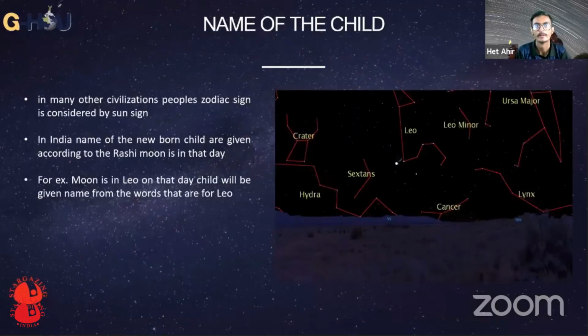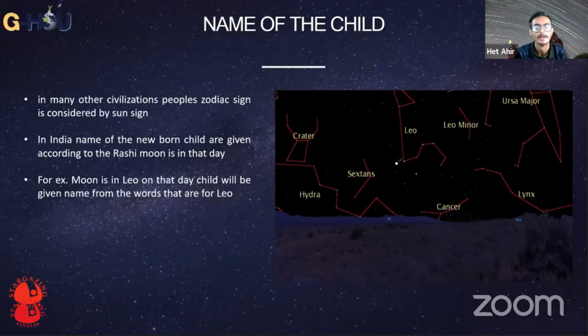Next, we have the name of the child. In many civilizations, a person's zodiac sign is considered by sun sign. But in India, a newborn child is given a name according to their Rashi. How does this happen? For example, if a child is born on a day when the moon is in Leo, the child's name will be given according to the Leo zodiac sign. So we have the moon sign as our name.